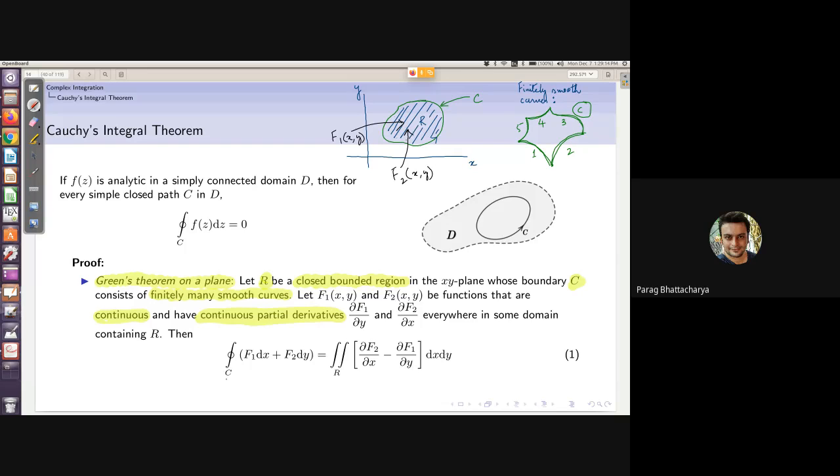Okay, so what it says is this is a line integral. This is a closed line integral, and this one is a surface integral. So what Green's theorem says is this line integral is equal to this surface integral. The proof of this is not required. We just need to use this result in trying to prove Cauchy's integral theorem.